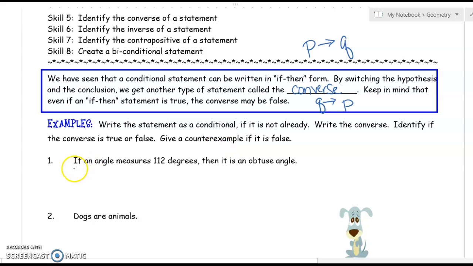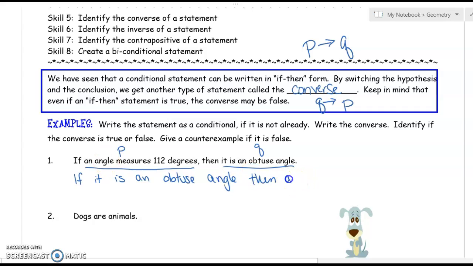So for this one, it's a conditional. If an angle measures 112 degrees, then it is an obtuse angle. This is the hypothesis and this is the conclusion. By the way, if you need to pause the video because I'm going to go kind of fast, feel free. So we've got P and Q. Converse, you're going to switch it. So you're going to say if, and you'll do the conclusion first, it is an obtuse angle, then an angle measures 112 degrees.